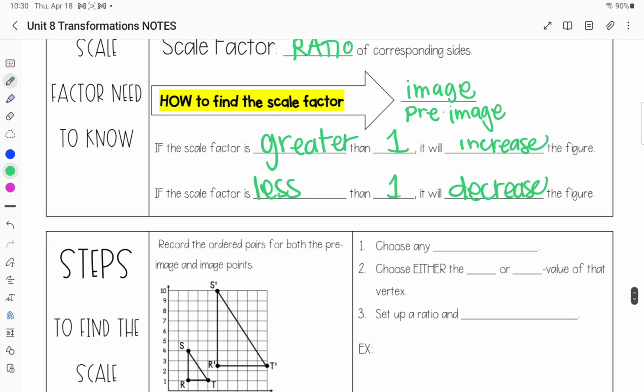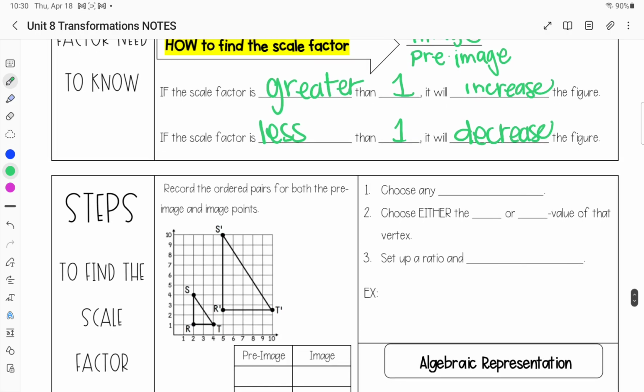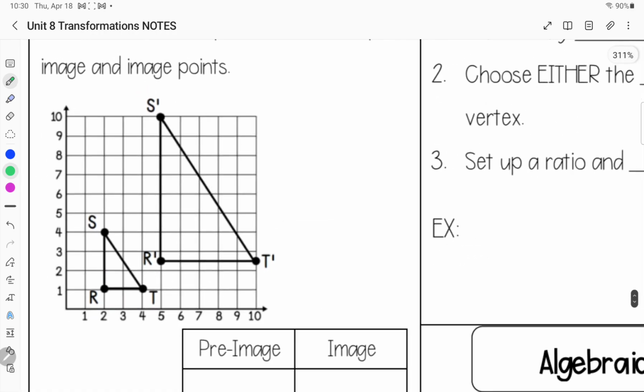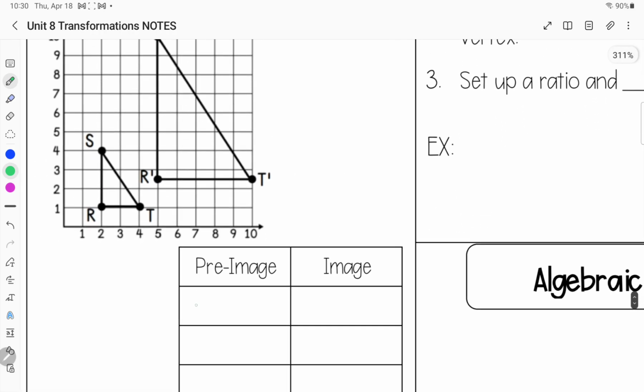So here's our steps to finding the scale factor. So we can see that we have pre-image and we have image. We need to figure out what they did to get from one to the other. So first thing I'm going to do is write my pre-image points. Remember, our pre-image is a nice clean copy. So we have Q, R, S, and then T. So point R is at 2, 1. We will find our prime in just a minute. And R prime was at 5, and it looks like 2.5.